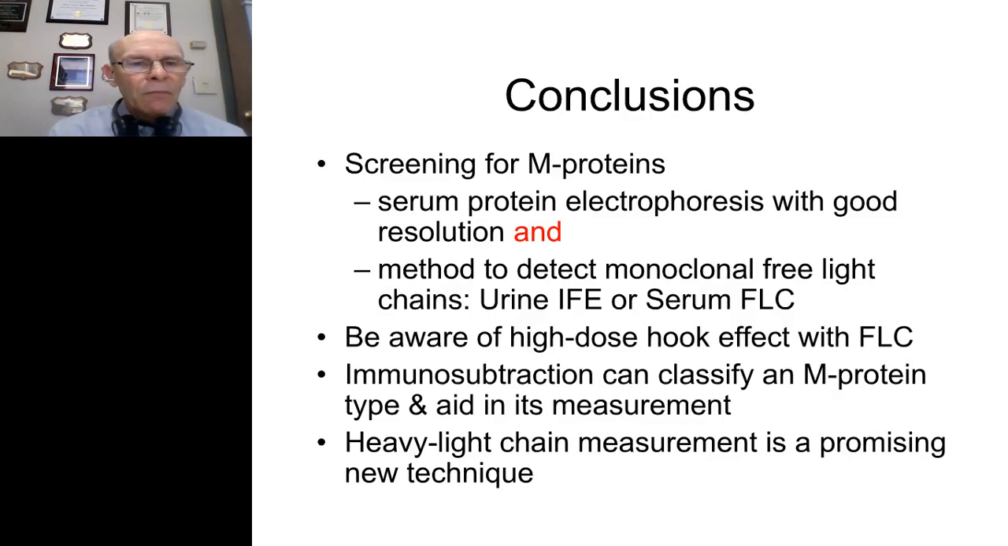Okay, I have one question. It says, in terms of mechanism, what causes a free light chain to be generated? Is it an aberrant production of antibody?